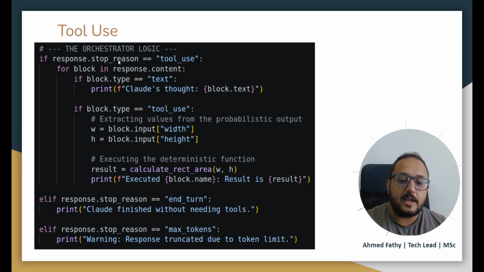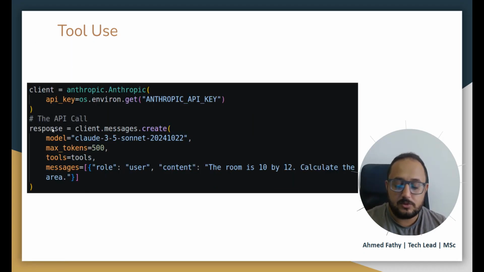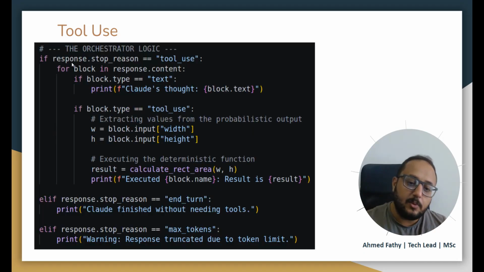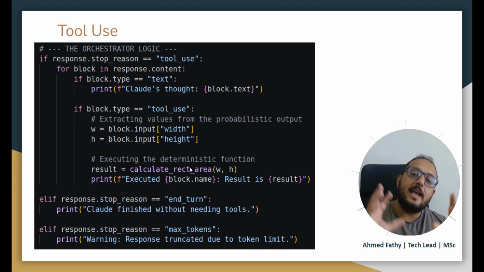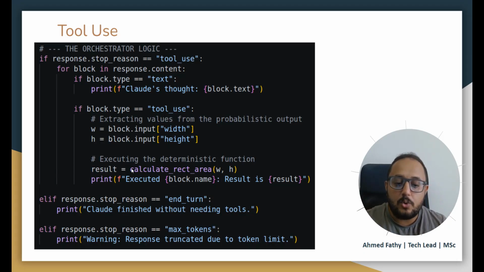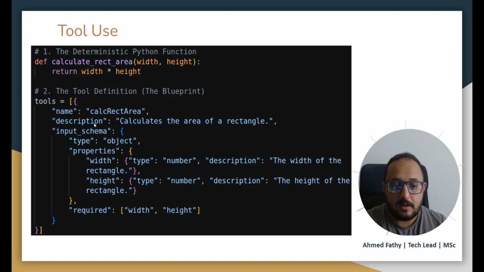Now, here is what happens for the orchestrator. The orchestrator can actually check the response. So here you actually return a response, right? The orchestrator can check the response. If the stop reason is tool use, it can try to get the width and height from whatever the LLM response had, and then based on W and H, it actually calls this function. So the LLM does not need to know about the actual name of this function. It only knows this one right here.